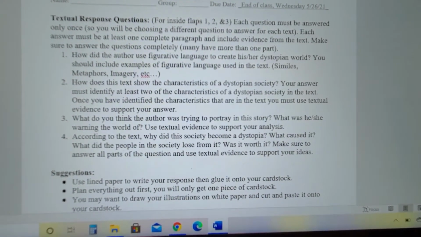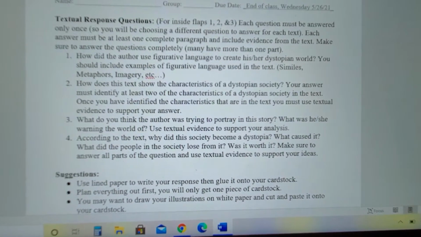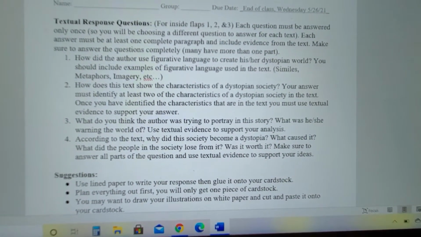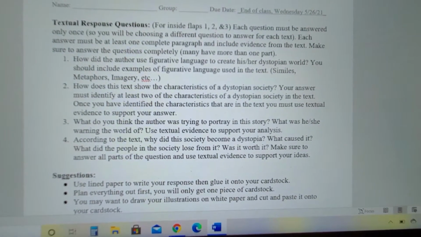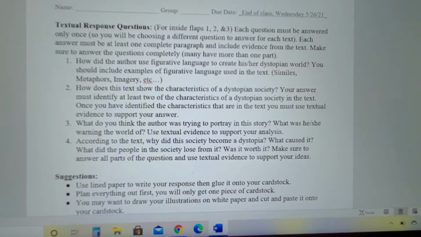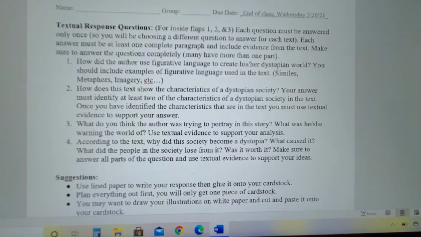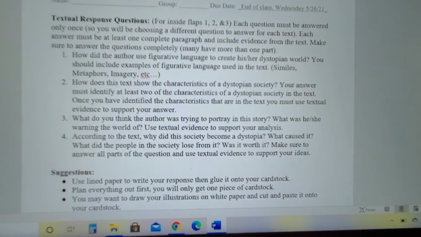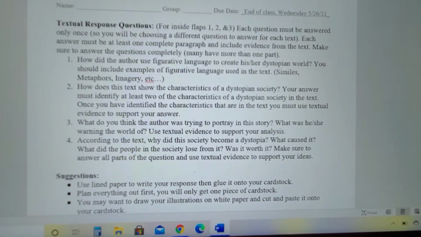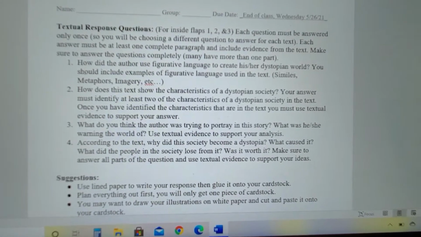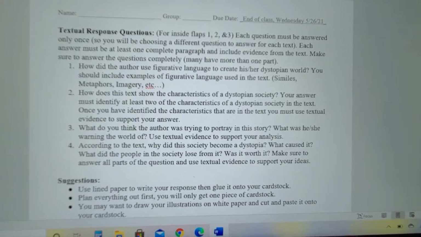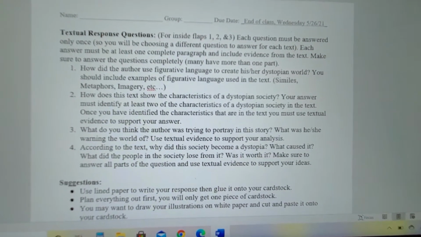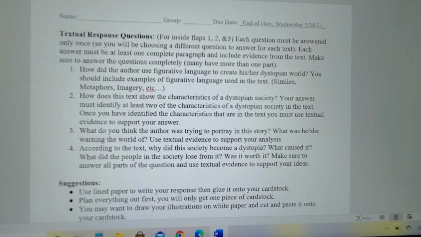You can't do the same question for each story, guys. So one of them you can do, how did the author use figurative language to create his or her dystopian world? Figurative language are things like similes, metaphors, imagery. The second question is, how does the text show the characteristics of a dystopian society? That one should be a really easy one. Use that on the hardest text that you choose. That's my little hint, okay?